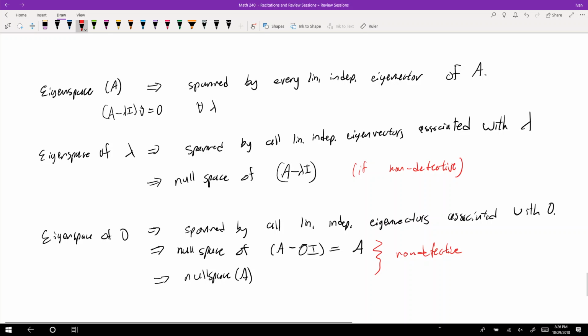Hopefully? Yeah. Just go over defective and non-defective. In one sentence: if you have lambda with multiplicity equal to some number n, if the null space of A minus lambda I has dimension less than n, it's defective. All right, so if the dimension is less than n, then defective. If it's equal to, that's fine. Move on to the next lambda. So in order for the matrix to be non-defective or diagonalizable, every lambda needs to have multiplicity equal to the nullity.